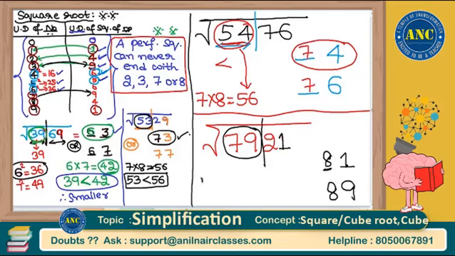Take this number 8, multiply with the next number 9. 8 into 9 is 72. Now this particular 79, is it greater than 72 or less than 72? It is greater than 72. Answer should be the greater number, 89. Simple.